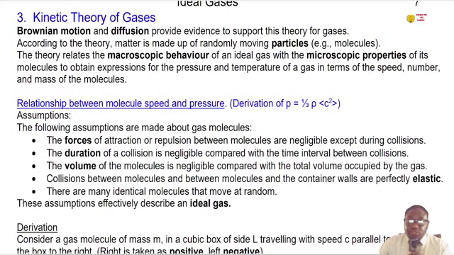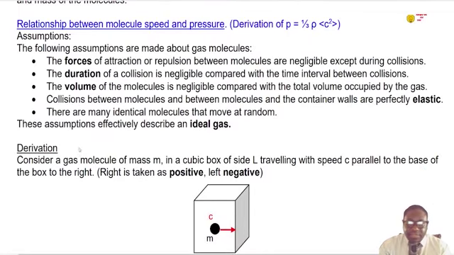The assumptions that we're going to be making here: the forces of attraction or repulsion between the molecules are negligible except during collisions. The duration of a collision is negligible compared with the time interval between the collisions. The volume of the molecules is negligible compared with the total volume occupied by the gas. The collisions between molecules and their container walls are perfectly elastic, and also that there are many identical molecules that move at random. So these assumptions effectively describe an ideal gas. We're going to start the derivation.